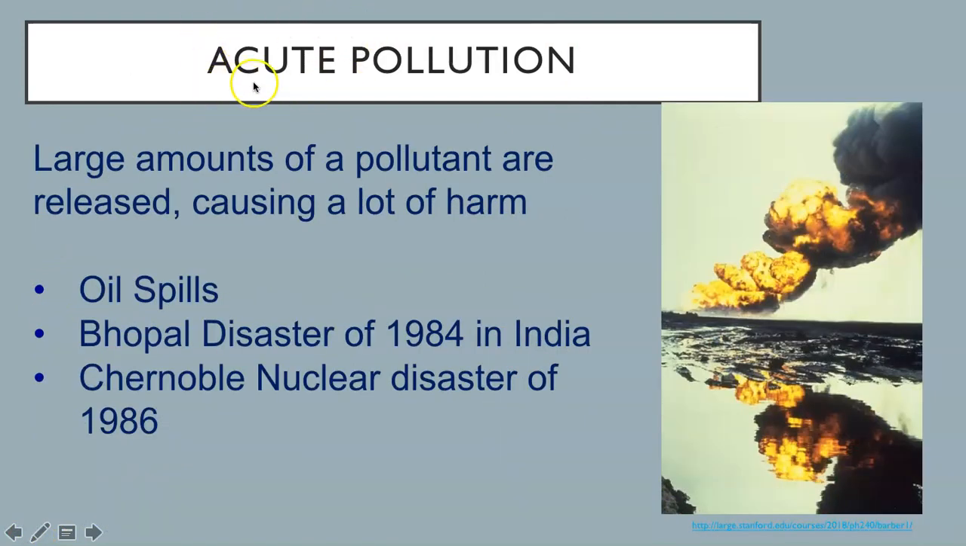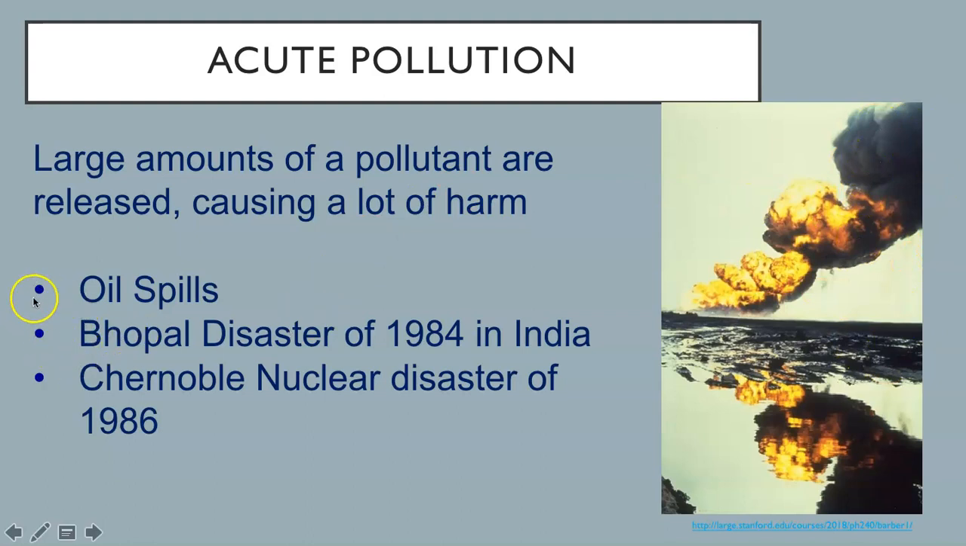Acute pollution. This is where large amounts of a pollutant are released, causing a lot of immediate harm. Examples of acute pollution include oil spills. We've had 11 major maritime oil spills throughout the years. Pictured here is the 1991 Gulf War oil spill, the largest oil spill of all time to that point, with over 2 million barrels of oil being dumped into the Persian Gulf.